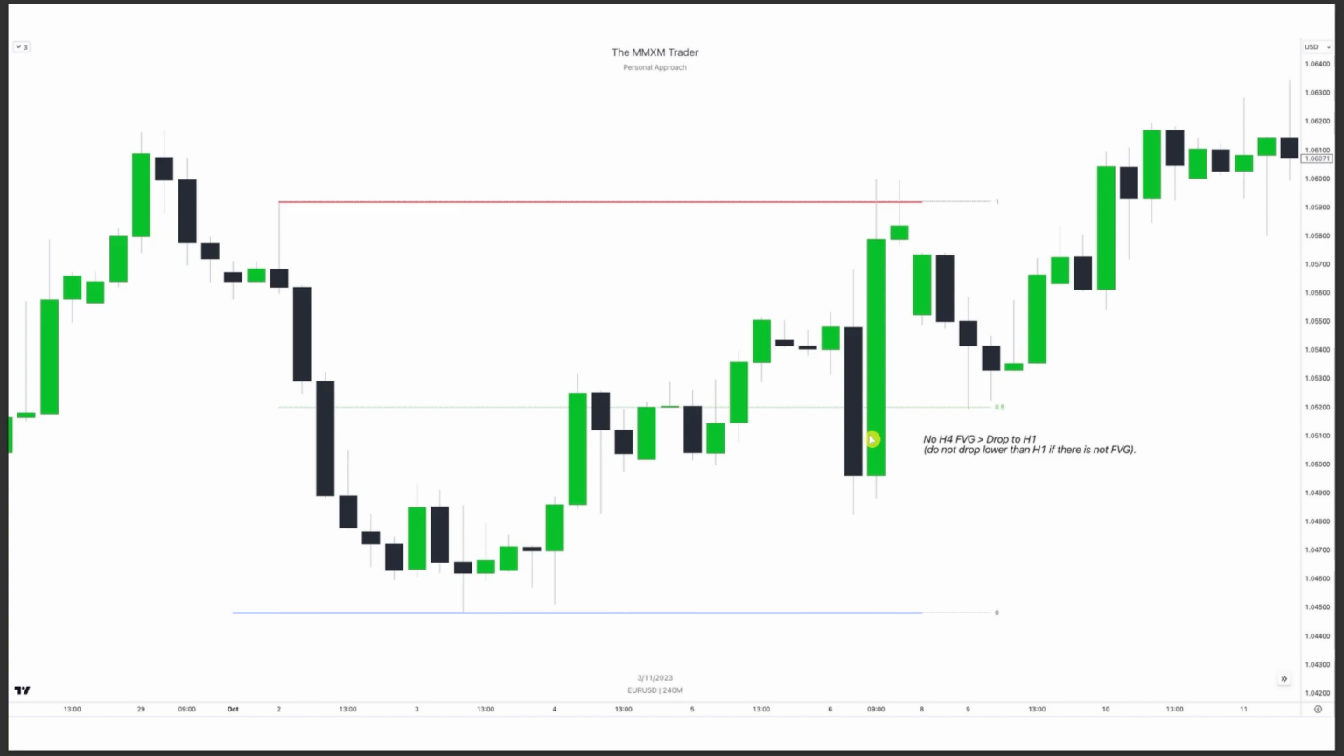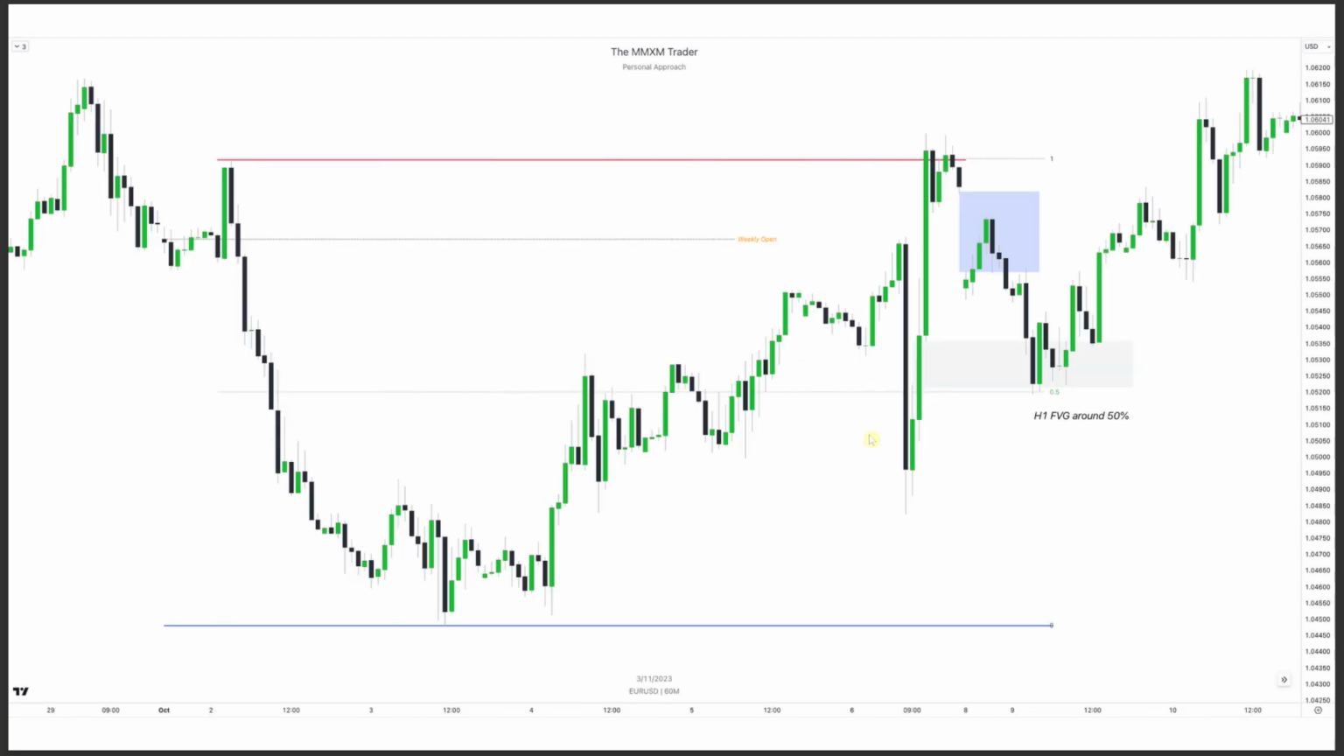Now, what if there is no 4-hour fair value gap? Then you drop into the 1-hour time frame to see if there's an internal range liquidity pool and a 1-hour fair value gap. If there is not any on the 1 hour, we do not drop below the 1-hour chart. Then there is no trade.